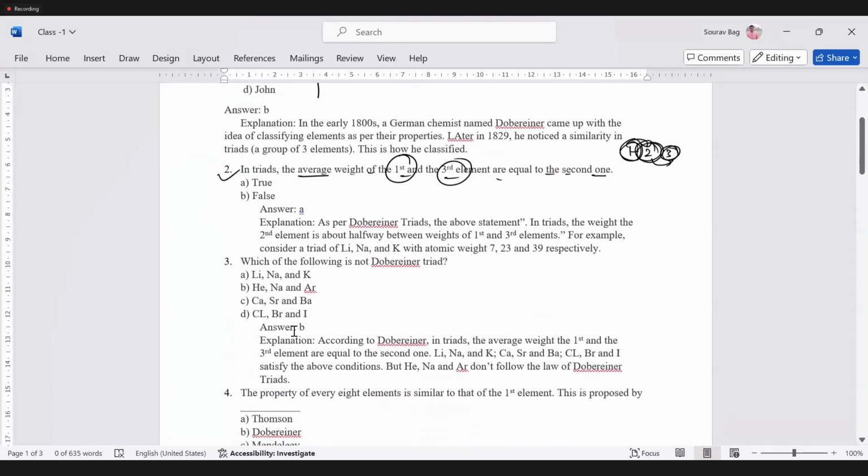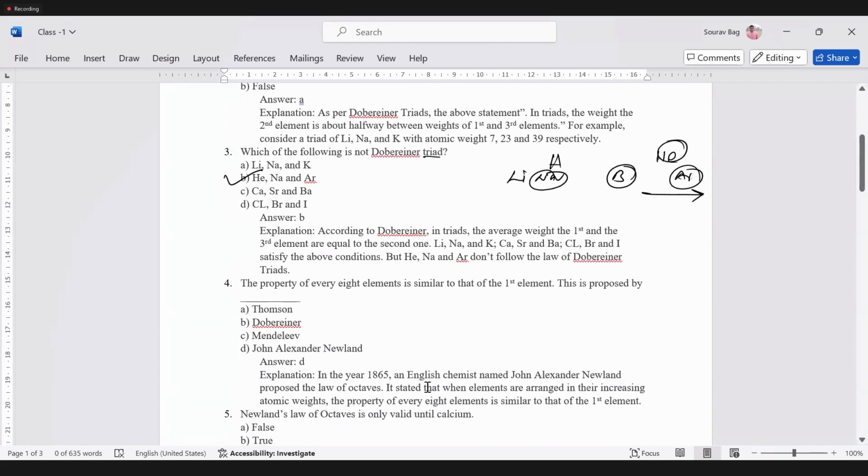Third is: which of the following is not a Dobereiner triad? That means which one is not following the triad. So this is helium, sodium, and argon, because we know that hydrogen, helium is there, then lithium, then sodium, then boron is coming here. So helium and sodium is okay, but argon is far away. That's why this option will be correct.